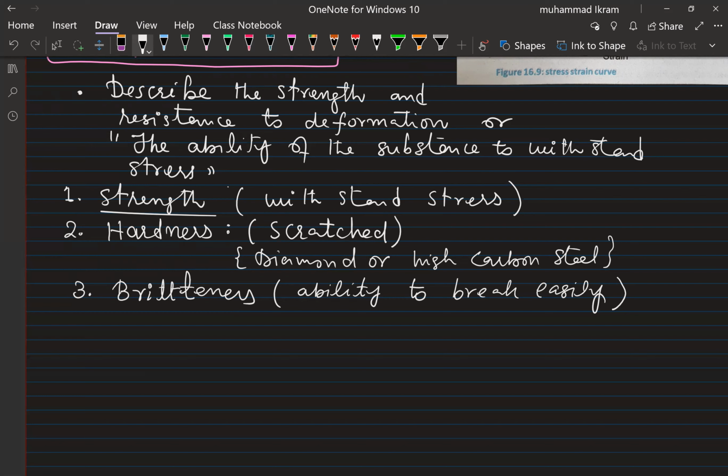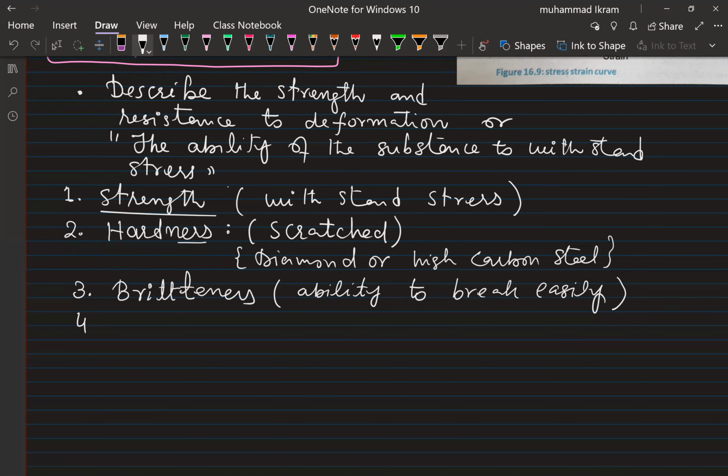So glass is one of the best examples of brittleness. High carbon steel, for example, car bearings, can be broken without necking. Ceramics, right? They are examples of what? They are examples of brittleness.